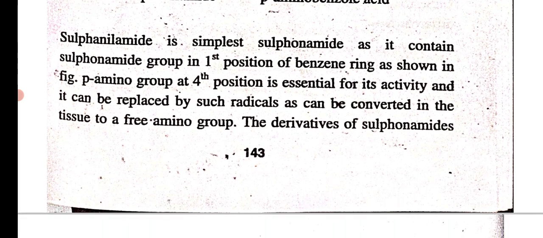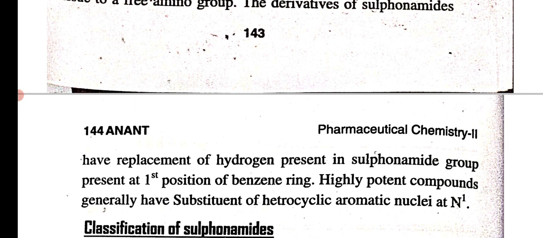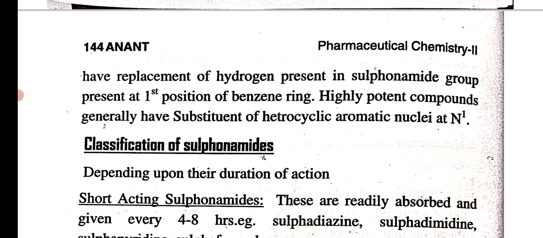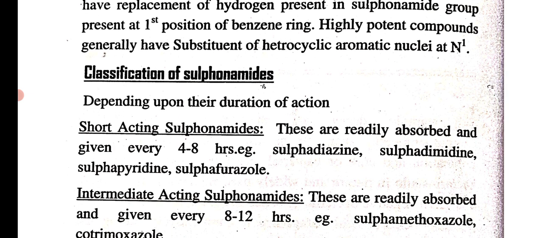The derivatives of sulfonamides have replacement of the hydrogen present in the sulfonamide group at the first position of the benzene ring, and these are highly potent compounds that generally have a substituent of heterocyclic aromatic nuclei at the N1 position. Further, we are going to discuss the classification of sulfonamides.